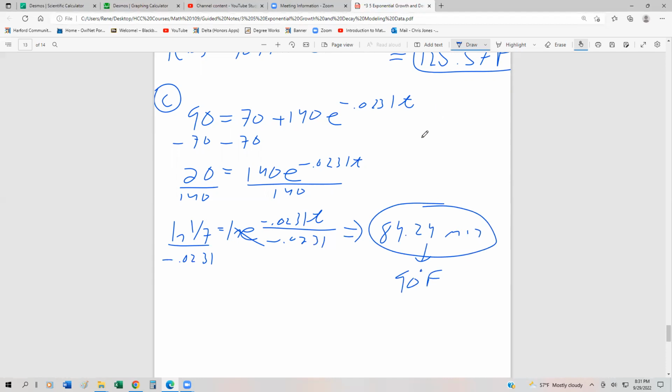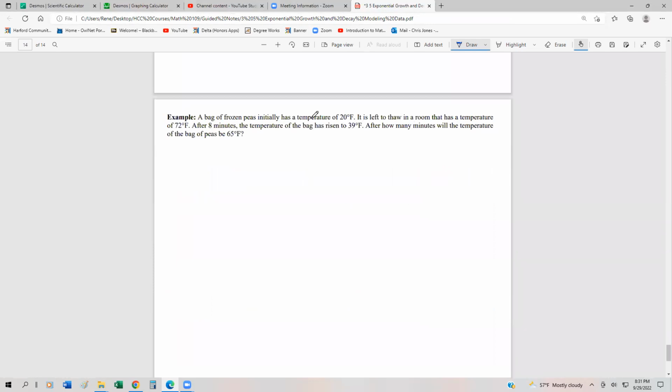One last problem with respect to Newton's law of cooling. A bag of frozen peas initially has a temperature of 20 degrees Fahrenheit. This time it's not cooling, but it's actually warming up. It's left to thaw in a room that has a 72-degree temperature. After 8 minutes, the temperature of the bag has risen to 39 degrees. After how many minutes will the temperature of the bag be 65 degrees?